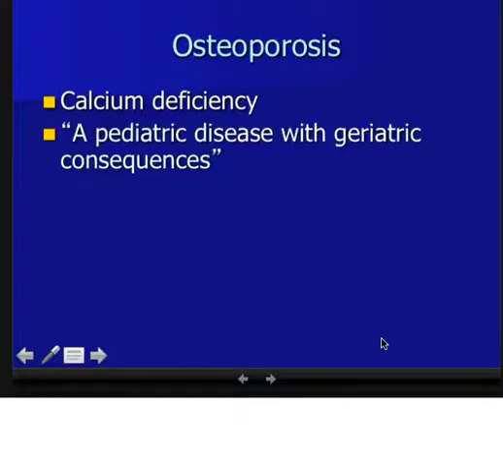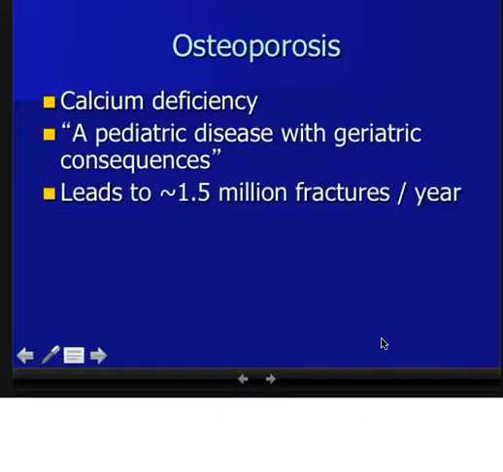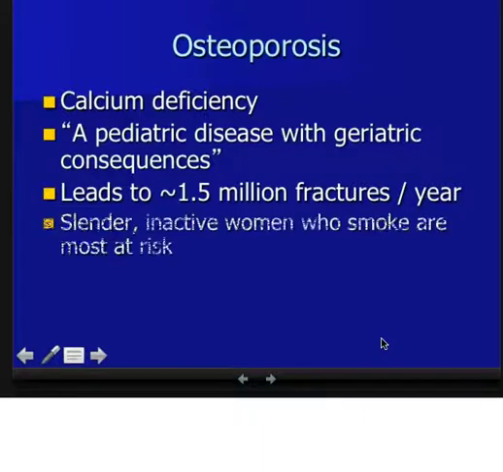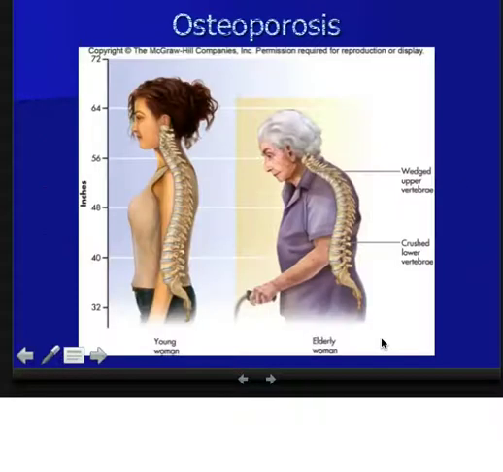Osteoporosis is an outcome of calcium deficiency and inactivity. It's a pediatric disease with geriatric consequences and leads to about 2 million fractures a year. Slender, inactive women who smoke are most at risk. They tend to lose bone density, and as a result, the bones are easier to break and shatter.